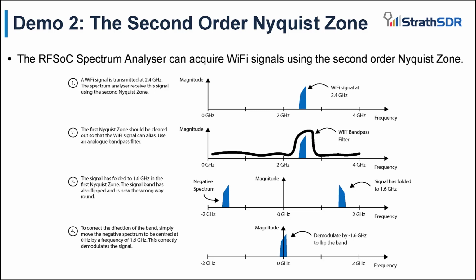The signal frequency band has also flipped and is now in the wrong direction. To correct the direction of the frequency band and demodulate the signal, the negative frequency can be shifted to 0 Hz with a mixer frequency of 1.6 GHz. This correctly demodulates the signal.